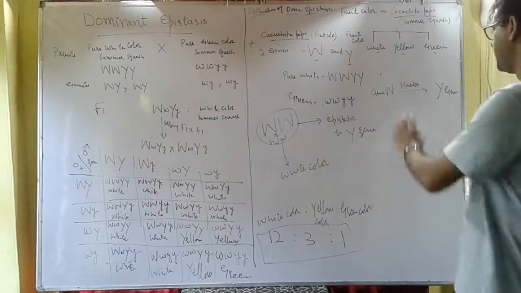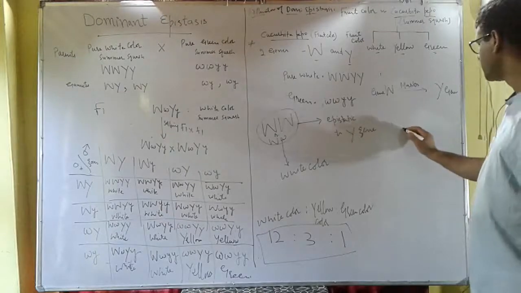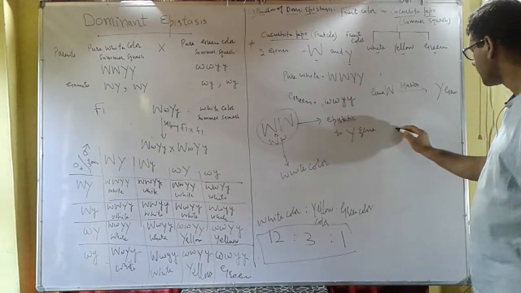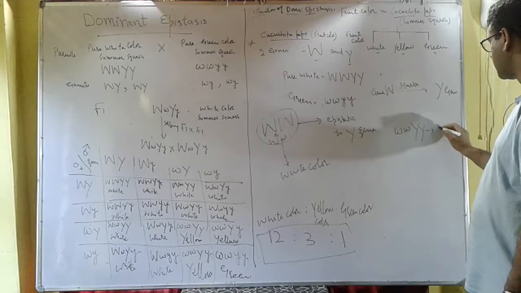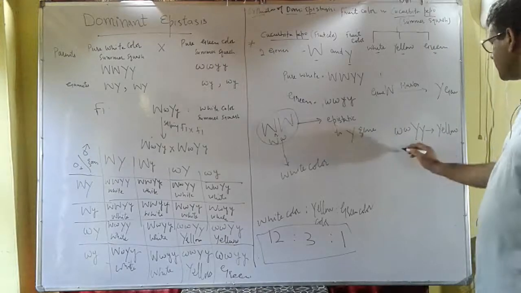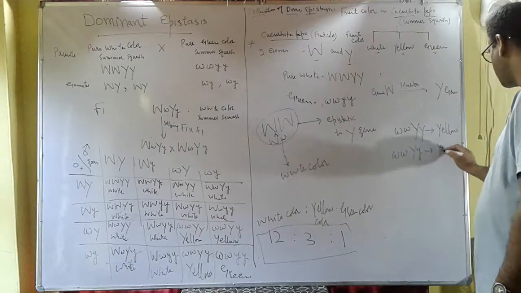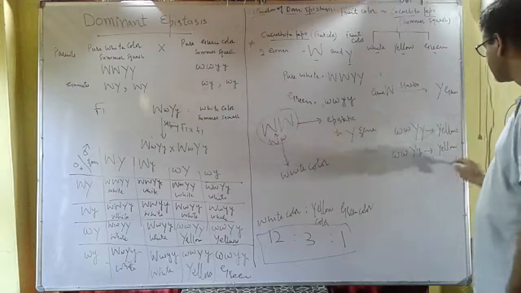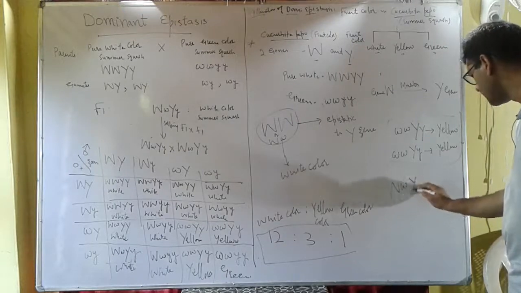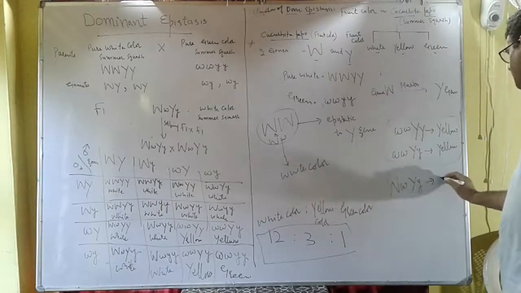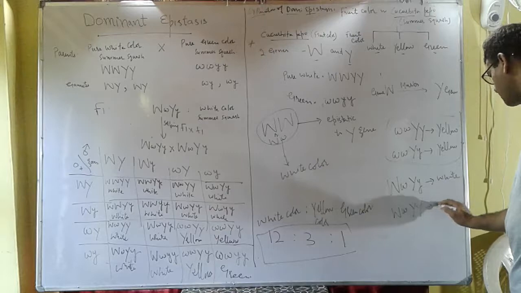That means in the absence of W gene, this Y gene expresses, and therefore we have small w and capital Y. It produces what color? Yellow color. Same is the case with small w and capital Y, small y. It produces yellow color. Whereas in case of capital W, small w, capital Y, small y, it produces what? White color. Or we have capital W, small w, capital Y, it also produces white color.